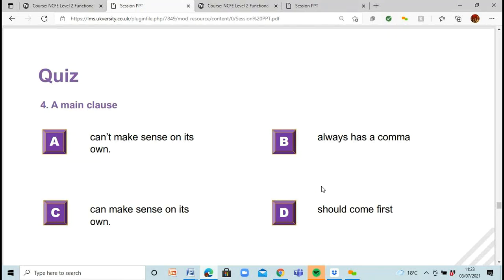So on here, a main clause. So what is a main clause? Can't make sense on its own, always has a comma, can make sense on its own, or should come first. C. Yes, can always make sense on its own. Well done. That is what a main clause is.